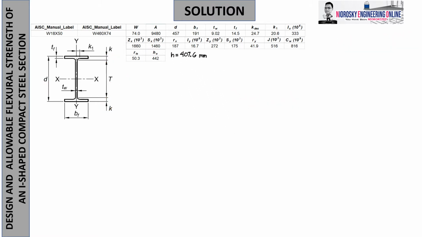So saan ba tayo usually ngayon magsisimula pagka nag-analyze tayo ng mga steel section? So we always start from the check for compactness. So tingnan natin sa table na na-present ni NSCP 2015, ano yung applicable?